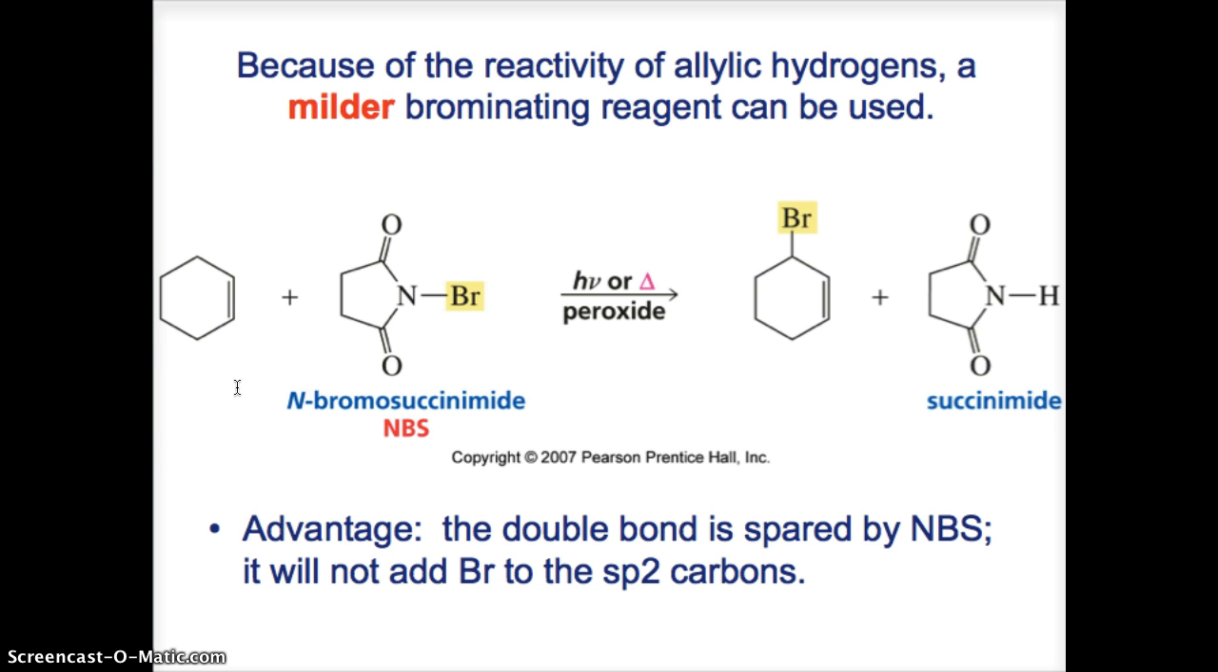So as we can see from this slide, N-bromosuccinimide, NBS, is a milder brominating reagent. It allows a radical substitution reaction to be carried out, as you can see, without subjecting the reactant to a high concentration of molecular bromine that could add to the double bond. Cleavage of the nitrogen-bromine bond right here makes the bromine radical needed to initiate the radical reaction, resulting in what we need. Light or heat and a radical initiator like peroxide are used to promote this reaction.